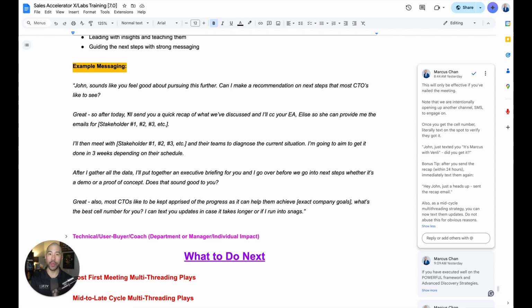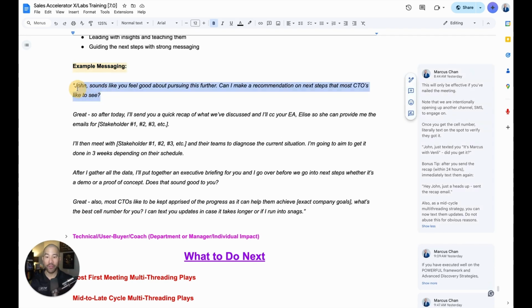Let's assume you've done a great job in the meeting. We have about 10 minutes before you wrap the meeting up, because you're coming to the end of 30 minutes, whatever the time was set. This is where you want to insert phrasing like this. It doesn't have to be exact. This is just to give you the framework of how we're going to guide the next steps. So, hey John, it sounds like you feel pretty good about pursuing this further. Can I make a recommendation on next steps that most CTOs like to see?